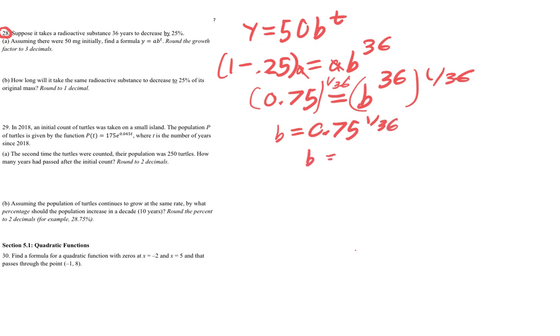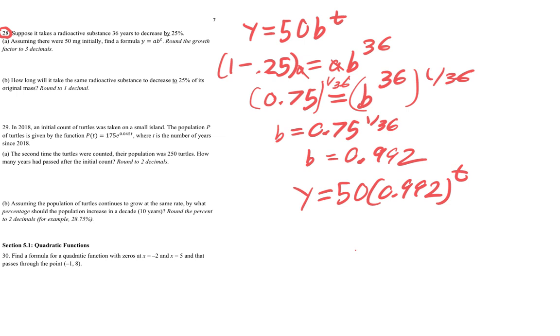So B is approximately 0.992, right? So we're going to put our equation back in. So Y is equal to 50 times 0.992 to the power of T.